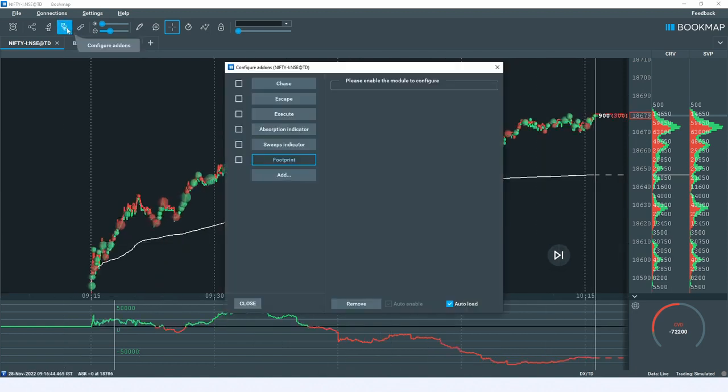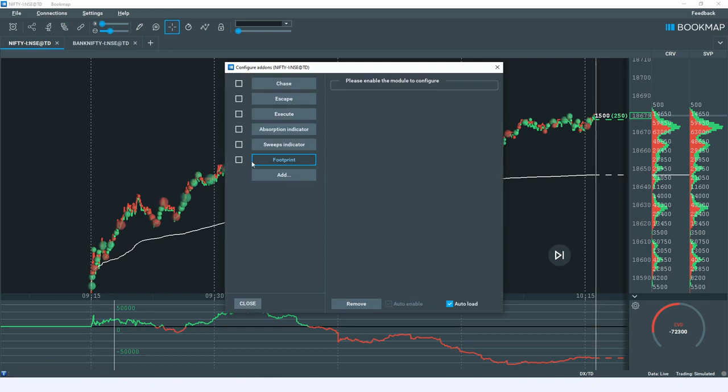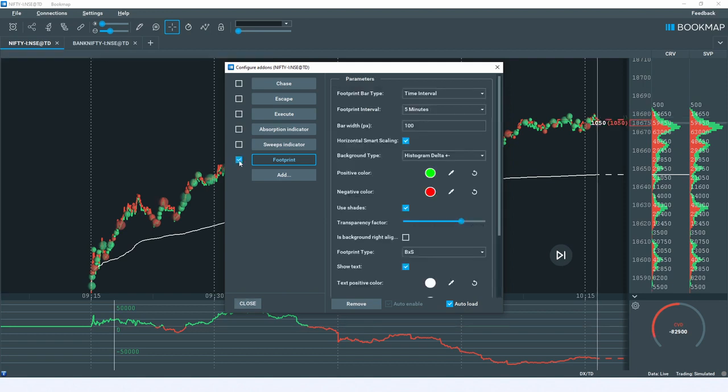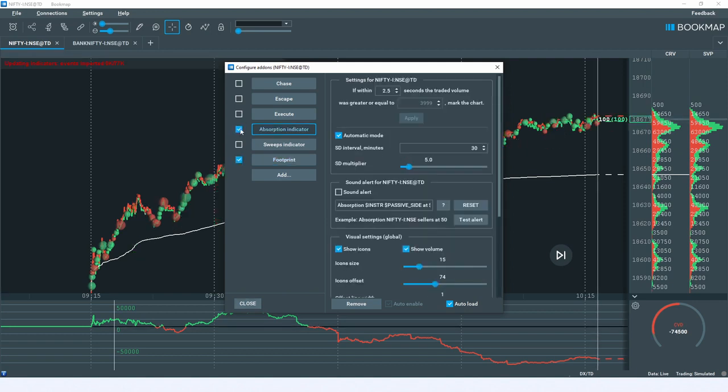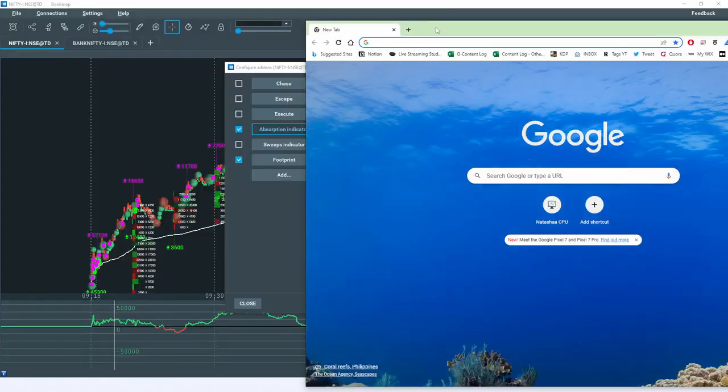Then let's go to the configure add-ons. If you go to the configure add-ons button over here, the footprint chart is by default available for those who have the pro version of Bookmap. You can enable the footprint chart over here and the absorption indicator. If you are not able to see the absorption indicator and footprint chart, you can download them from Bookmap by simply googling it.